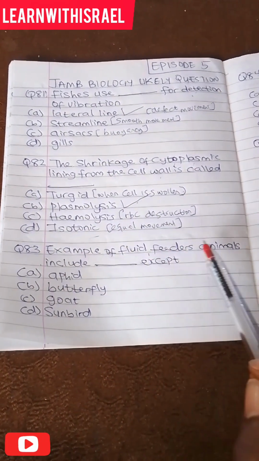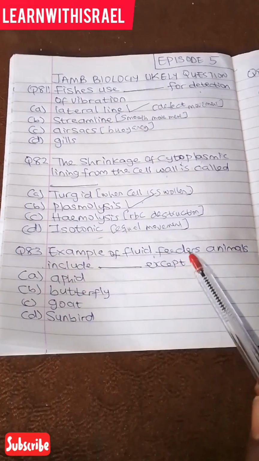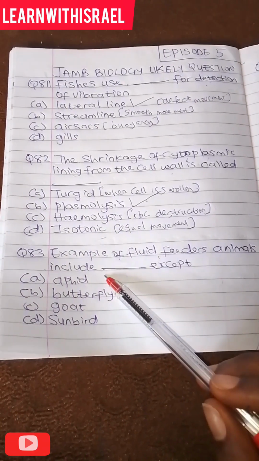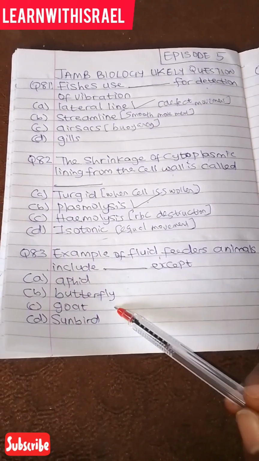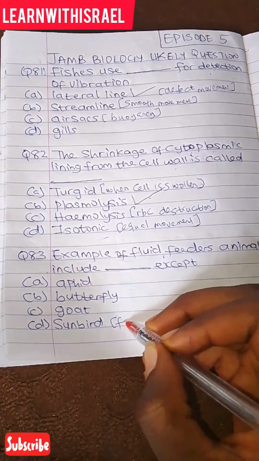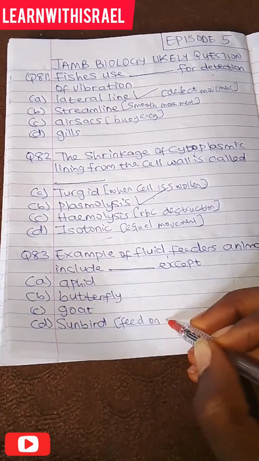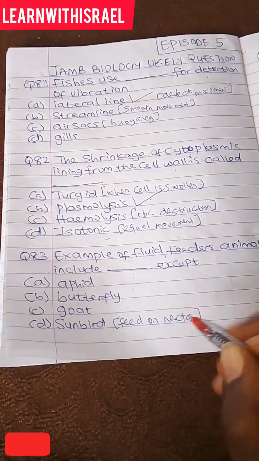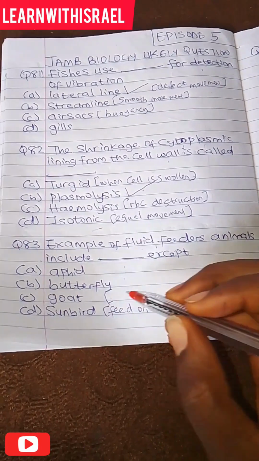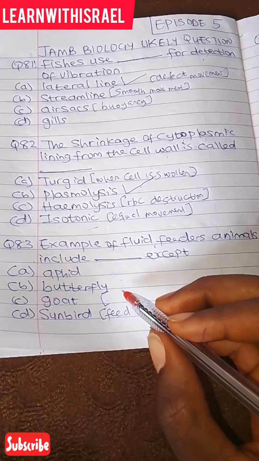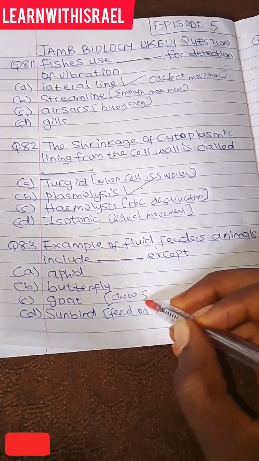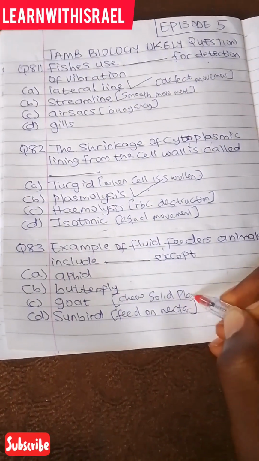Question 83. Example of fluid feeders animals include dash except. A. Aphid. B. Butterfly. C. Goat. D. Sunbird. So sunbird feed on nectar, which means sunbird are examples of fluid feeders. Goat does not feed on nectar. Goat chews solid plant material.